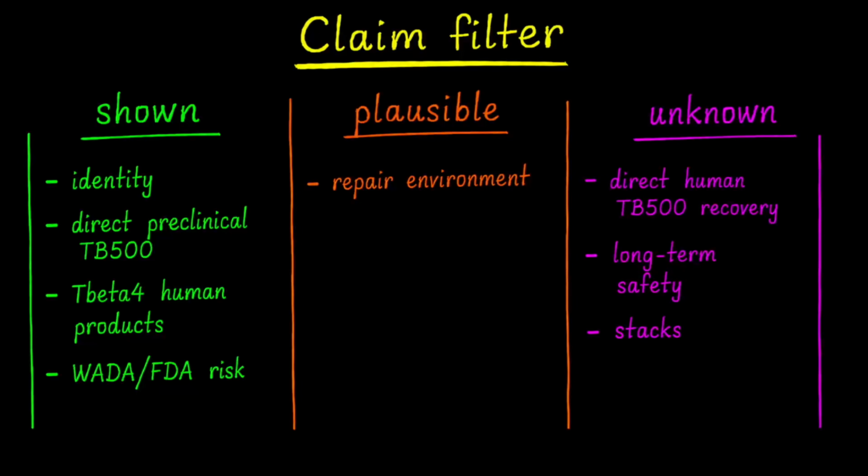But for what's plausible and unknown, repair environment biology is plausible, and the adjacent thymosin beta-4 human product signals are legitimate, but they are still narrow. And things like direct human TB-500 recovery benefits, what the ideal route is, what the long-term safety risks are, as well as BPC-157 combination effects, we still need trials for those.